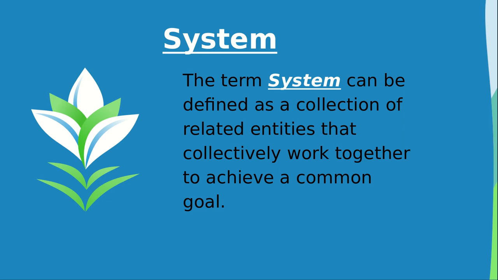What's a system? A system can be defined as a collection of related parts or entities or components which work together collectively in order to achieve a common goal, or sometimes we even say a common purpose. So meaning that a system is not just a single entity, but a collection of related entities that together work so that a given purpose or a common purpose is achieved.